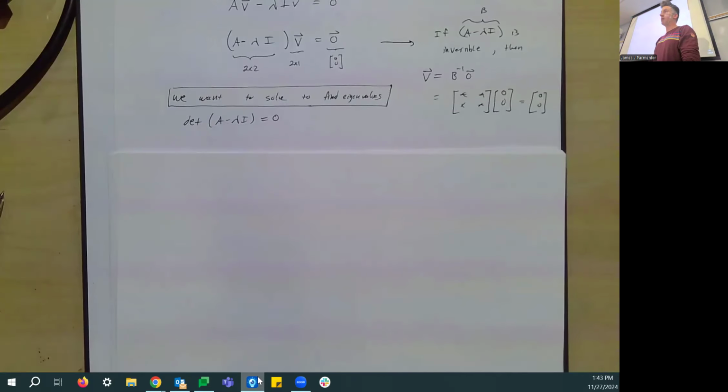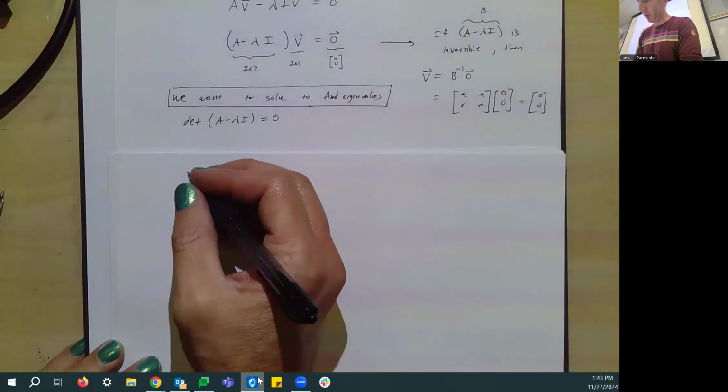So then let's go back to the matrix we started with, the 3, 6, -1, -4 matrix.